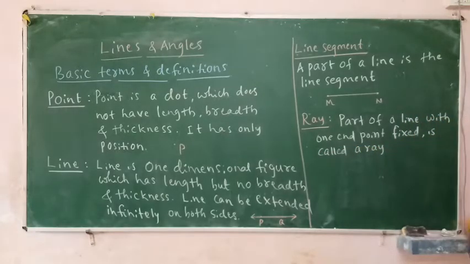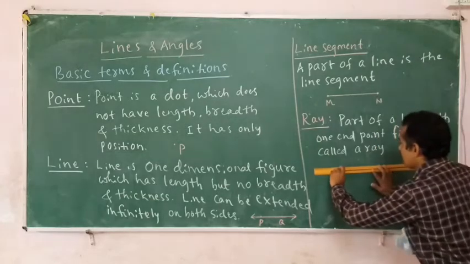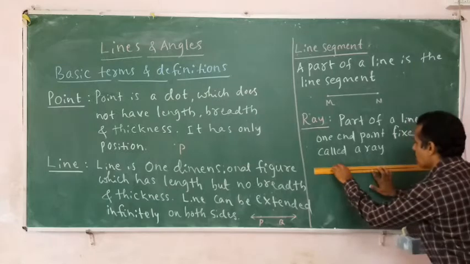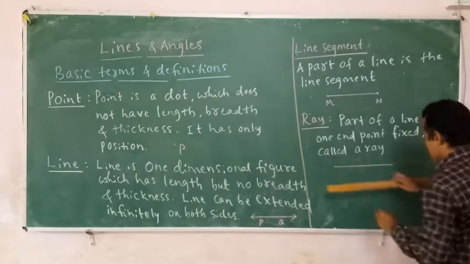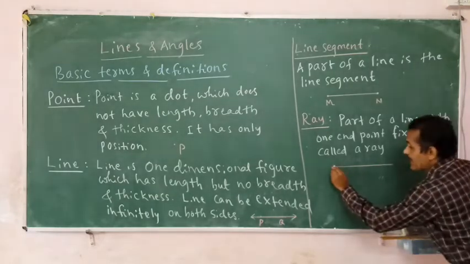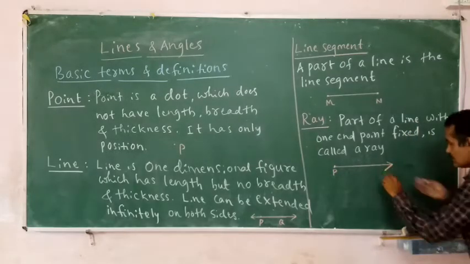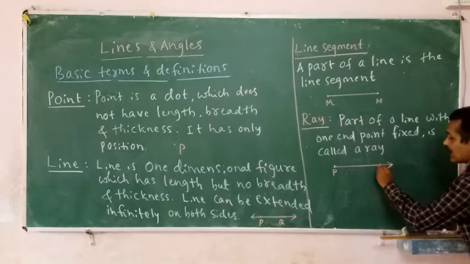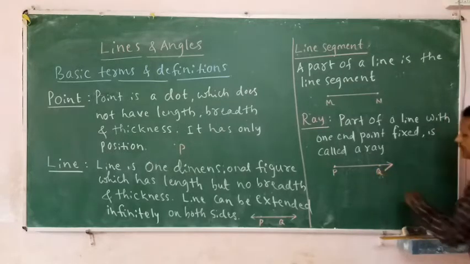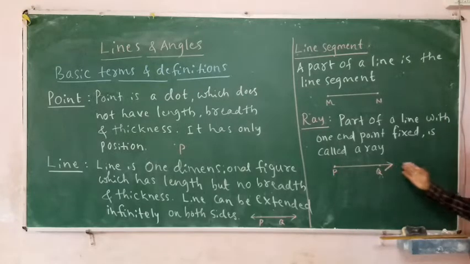Part of a line with one endpoint fixed is called a ray. I will draw a small figure for a ray. I will show like this. One endpoint is fixed. Call it P. You can extend it infinitely. I will call one point Q. So this is a ray.